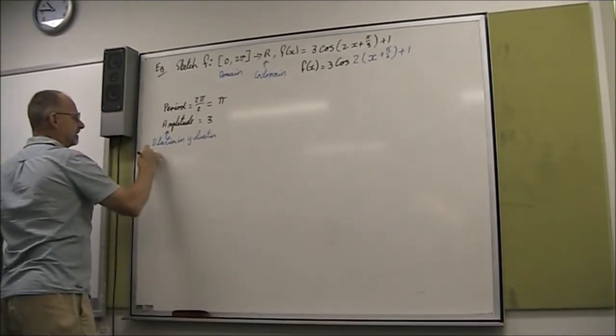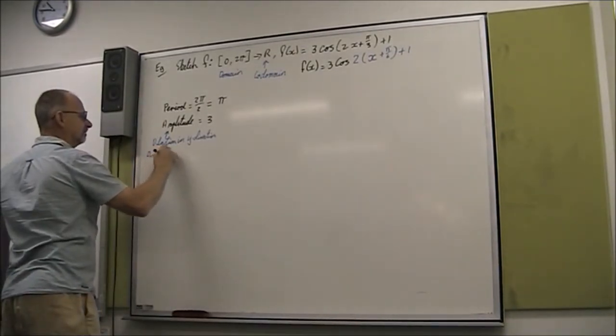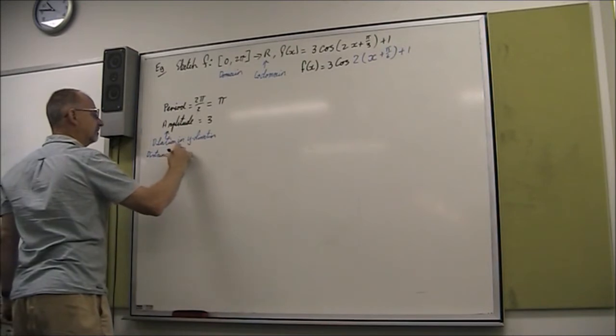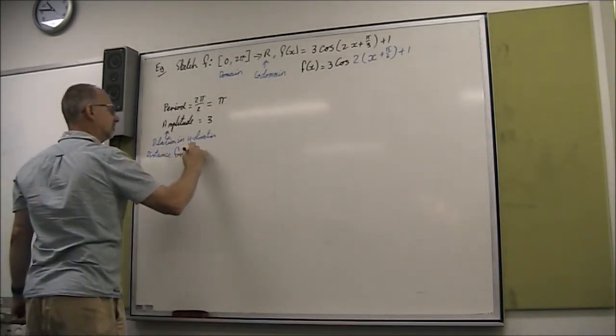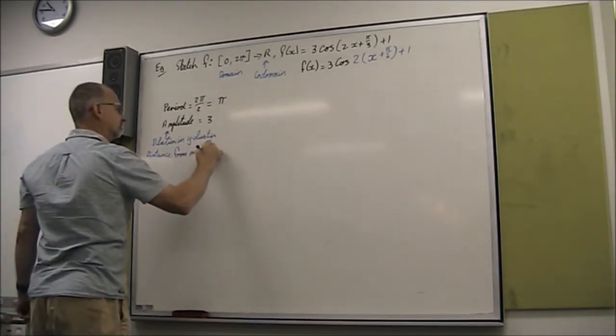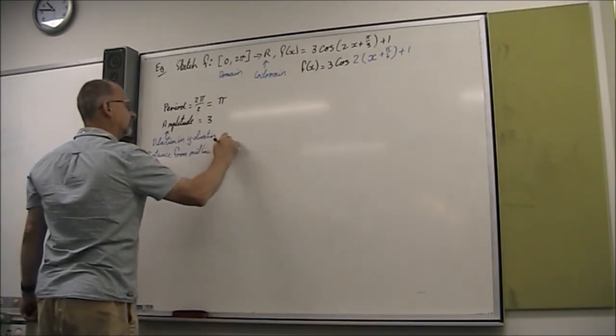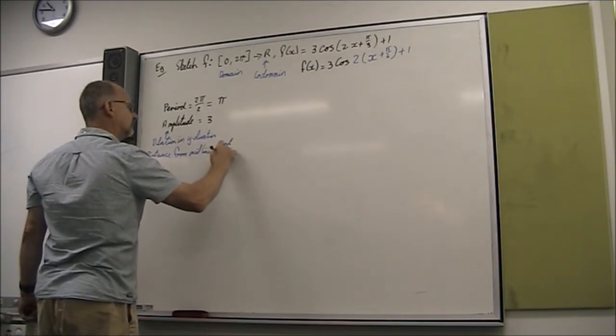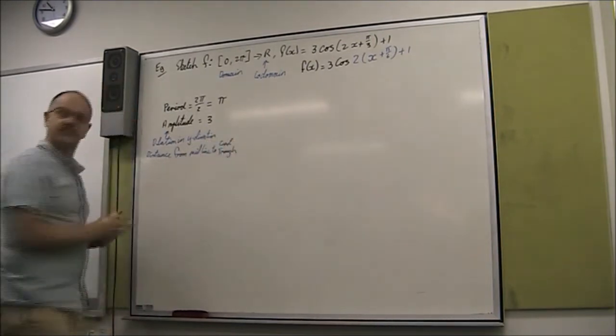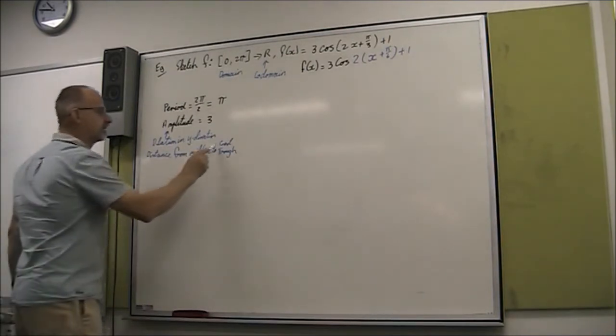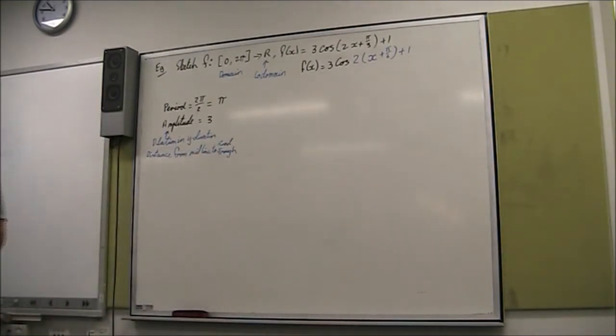And so what is it? It's the distance from our midline to the top, or to the crest, or trough. You go up to the crest and down to the trough by that amount. Does that make sense, or has that confused you? No, it makes sense. Makes sense?